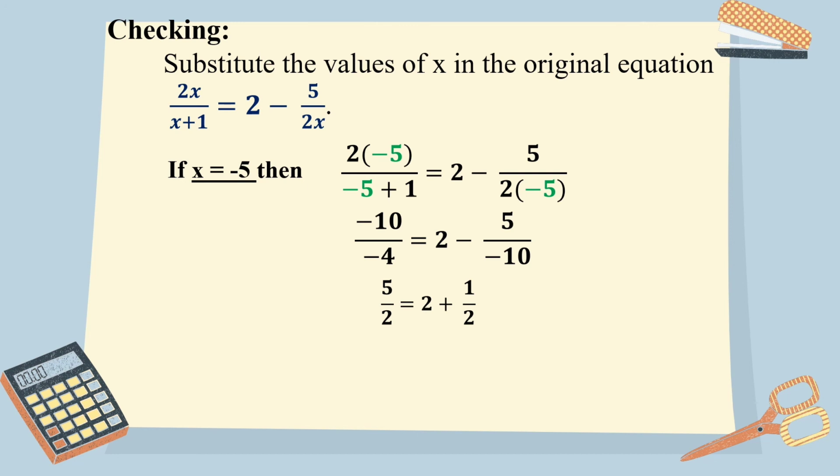So on the right side of the equation, we have 2 plus 1/2. 2 plus 1/2 is equal to 2 and 1/2. As you can see, 5 over 2 is an improper fraction. Transform it to mixed fraction and it will also become 2 and 1/2. Therefore, this is a solution.